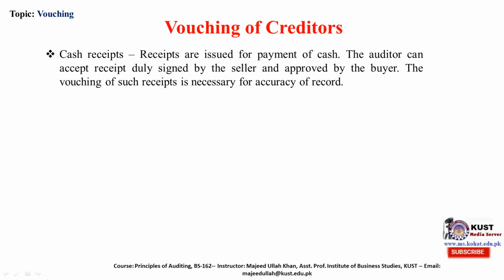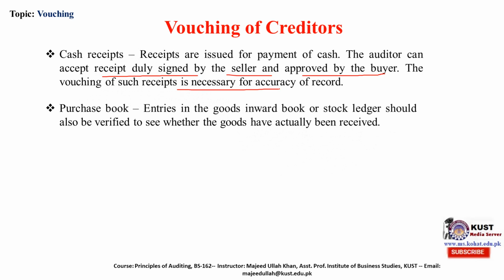Vouching of creditors, cash receipts. Receipts are issued for a payment of cash. The auditor can accept a receipt only if duly signed by the seller and approved by the buyer. The vouching of such receipts is necessary for the accuracy of records. Purchase book: entries in the goods inward book or stock ledger should also be verified to see whether the goods have actually been received or not.